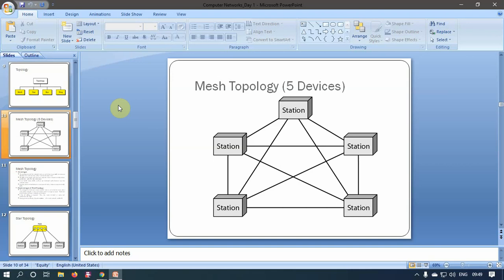So this is a mesh topology of 5 devices. As we can see in the diagram, all the devices or all the nodes are connected to each other. Just remember this point, that all the nodes in the network are connected to each other. This is nothing but what is known as a mesh topology.